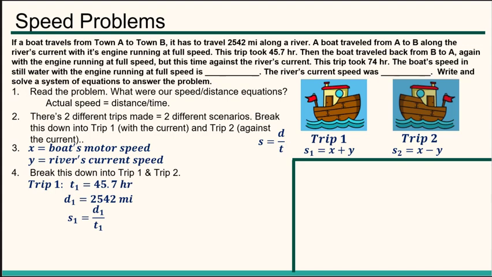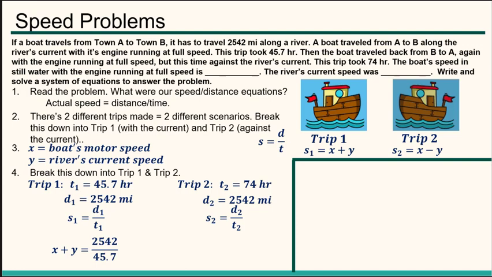We know that the speed is going to be the distance of that first trip divided by the time of that first trip. Well, I know what S1 is. It's x plus y. So x plus y is 2,542 divided by 45.7. Let's look at trip 2. That second trip took 74 hours. Same distance. The speed equation is still the same, but the speed in trip 2 was x minus y. So x minus y equals 2,542 divided by 74.